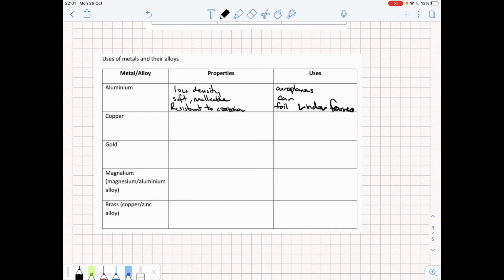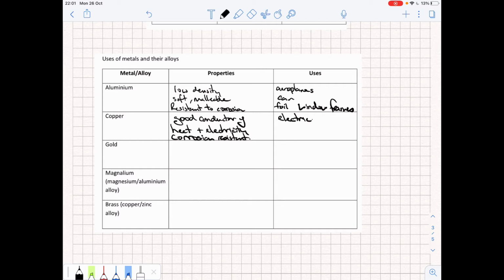Next on the list is copper. Copper is a very good conductor of heat and electricity. So that's going to give us some good uses for copper. It's also corrosion resistant. Okay, so our uses, obviously, a good conductor of electricity.